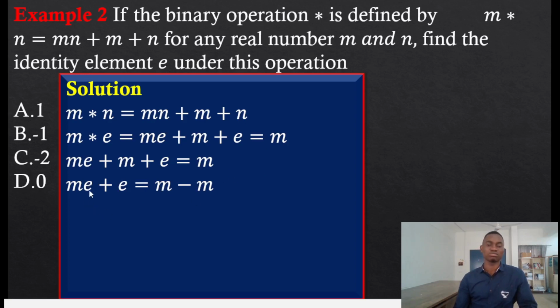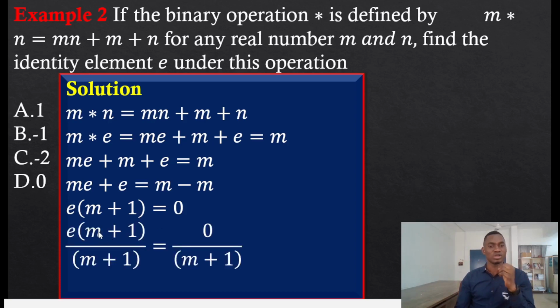Me plus e is common, so we can factor out e. We have e into m plus 1 equal to 0. Dividing both sides by m plus 1 so that our e can stand alone, we now have e into m plus 1 over m plus 1 equals 0 over m plus 1, and our identity element becomes 0. You see, that's very, very simple.